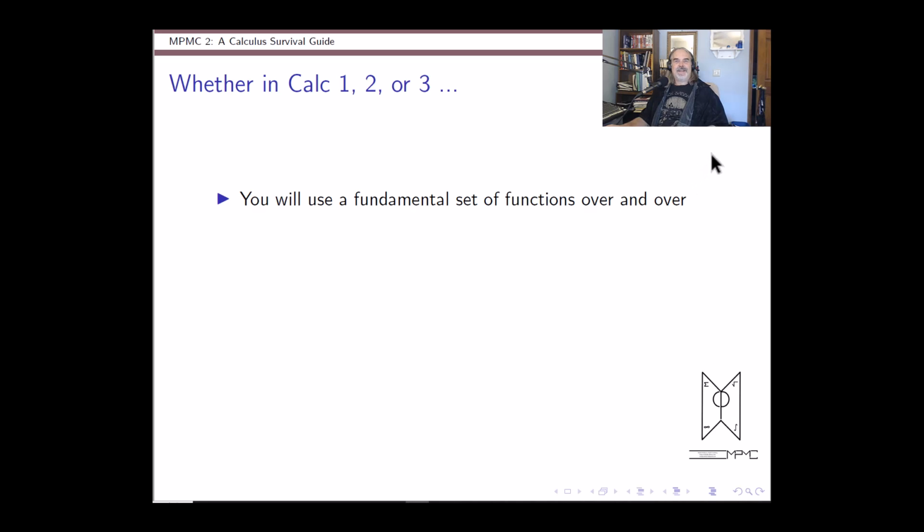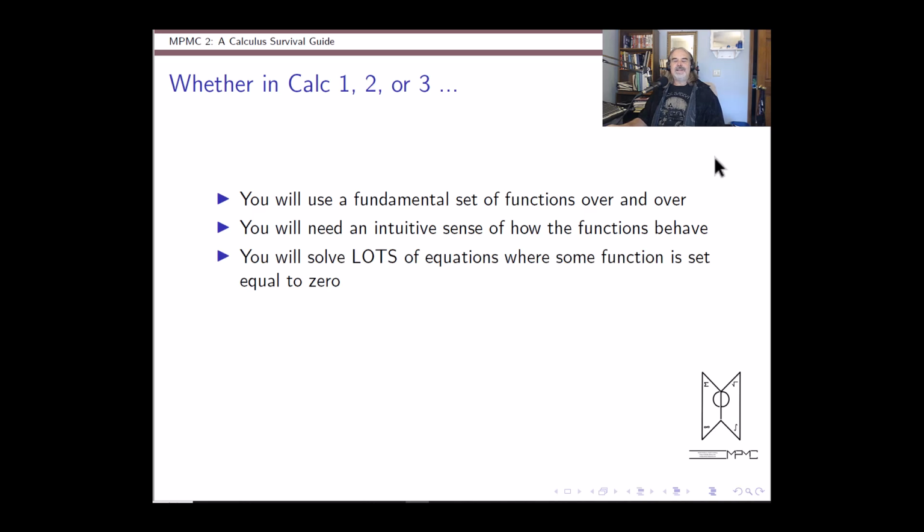especially when you're starting to get stumped, right? So when you're taking an upper level math class, you're going to start encountering functions that start looking familiar. The same sets of functions over and over, but different varieties within those types. And so you're going to need an intuitive sense of how these functions behave.